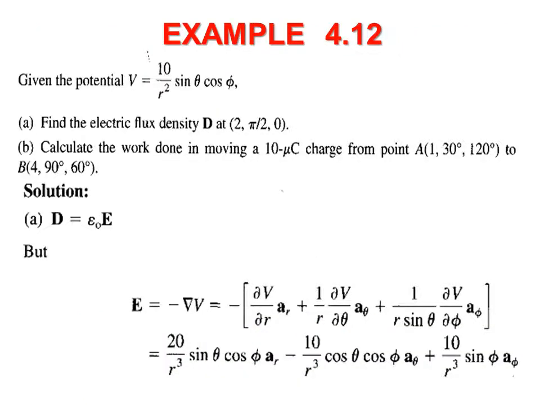Let's solve another example, and here we are given the electric potential. The value is V is equal to 10 over r squared sine theta cos phi, and they have two parts.